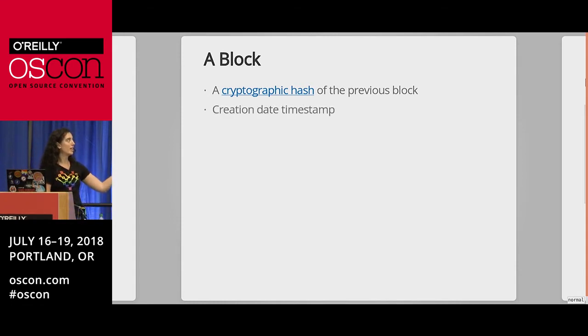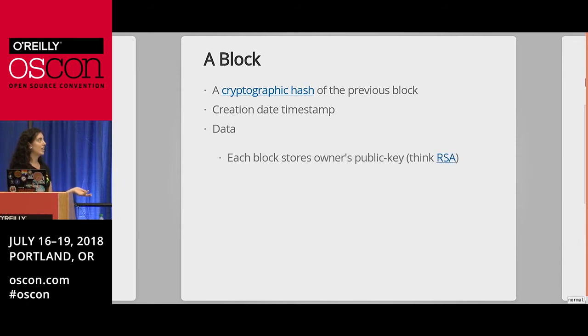We also store a creation date timestamp, since most chains are chronological in order, so we want to have a timestamp. And then we can have some sort of data. Oftentimes that data will include the block owner's public key that we were talking about, which indicates some kind of ownership of the block. But that isn't necessary to have a block or a blockchain. So your data can be pretty much anything.